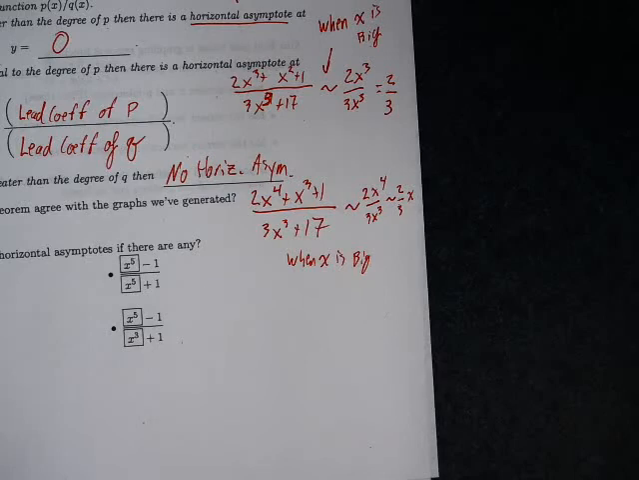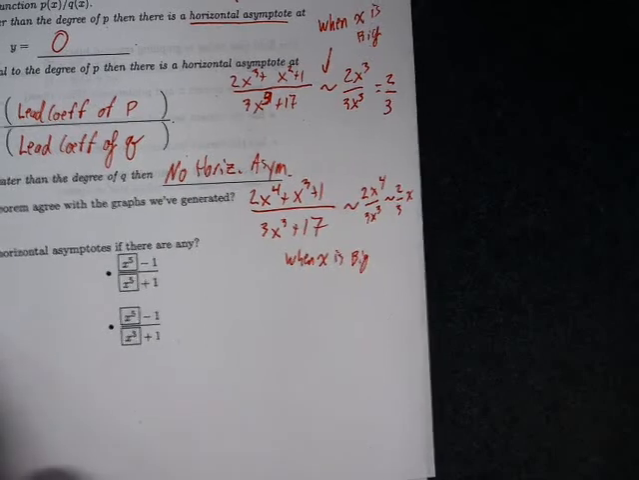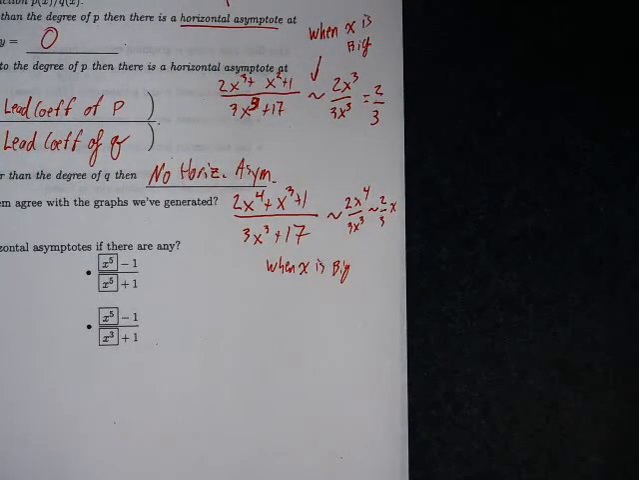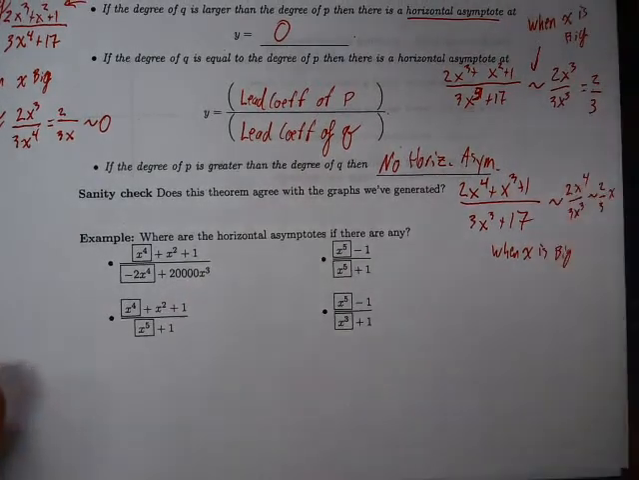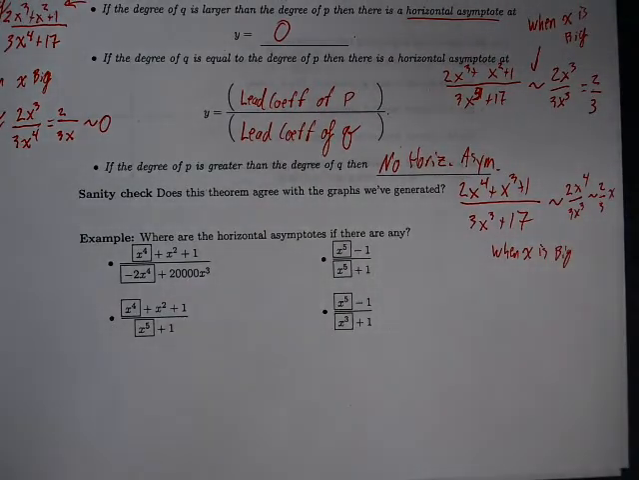And I mean, philosophically, if you don't want to remember these 3 cases, you can just think, well, I'm going to see what happens when I plug in an x value that's really, really big. And that x value will tell you what behavior you expect. So let's check the horizontal asymptotes for these rational functions. So that first function, let's find its horizontal asymptote. The horizontal asymptotes of x to the 4th plus x squared plus 1 divided by x to the 4th plus negative 2x to the 4th plus 2,000 or 20,000, doesn't matter, x cubed.